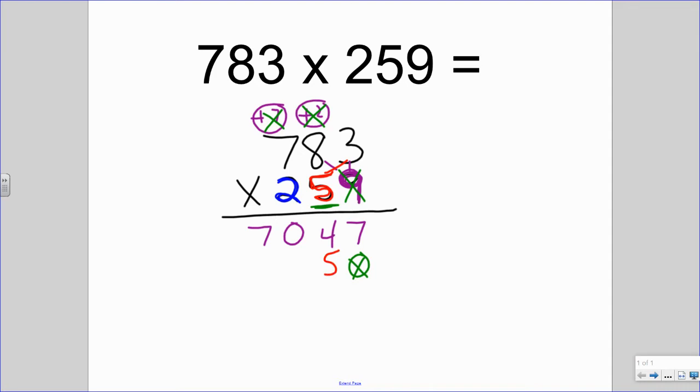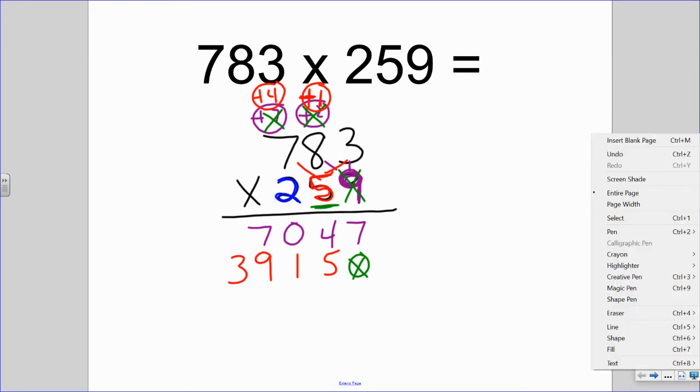So 5 times 3 is 15. I'm going to carry that 1 right over to the tens place. 5 times 8 is 40, plus 1 is 41. Carry the 4 over. And then 5 times 7 is 35, plus 4 is 39. Again, I'm not going to put my comma in.